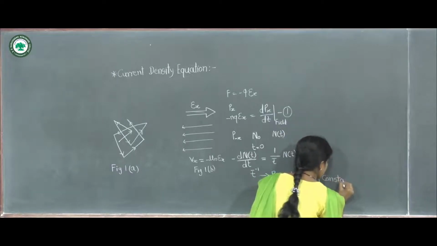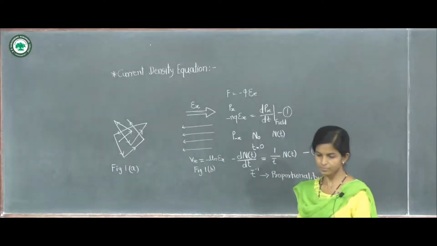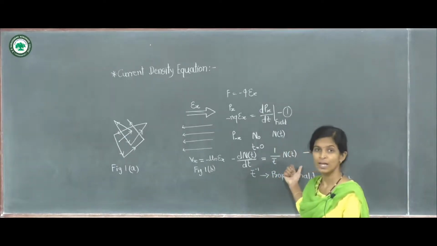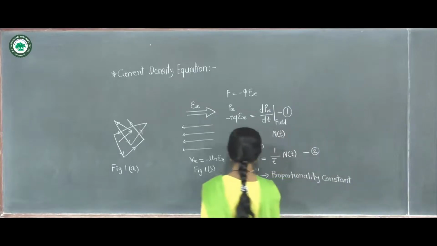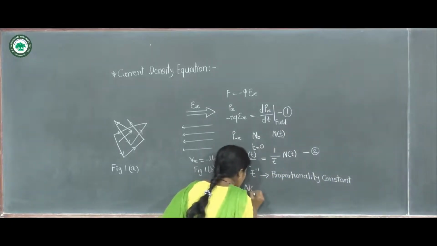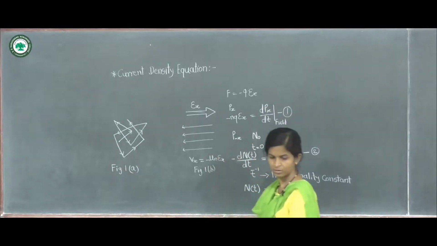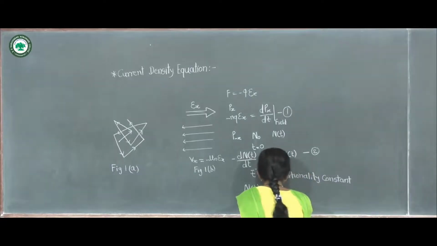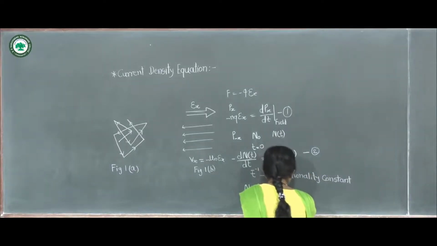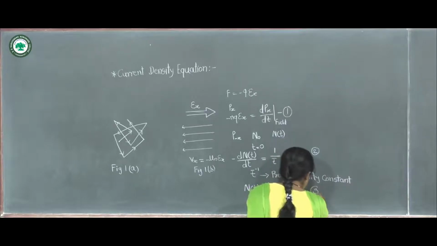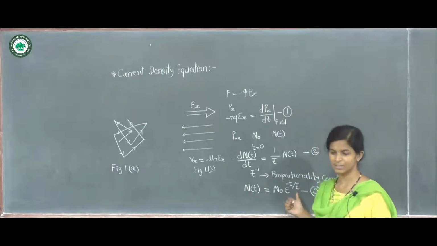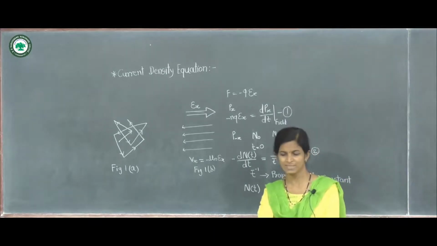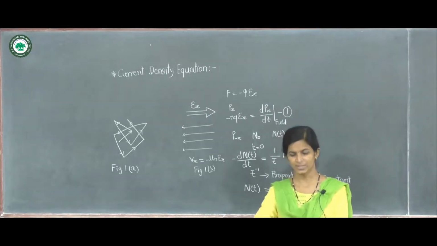Proportionality constant. And this equation number 2 has the solution, which is an exponential function. So the solution of this equation is given by n of t is equal to n0 into e raised to minus t upon t bar. So this is the solution of equation number 2, in which this t bar is nothing but the mean free time, or it is called the mean time between the scattering events.